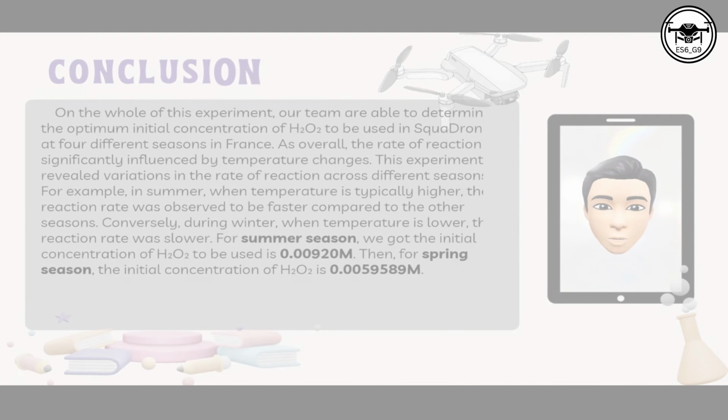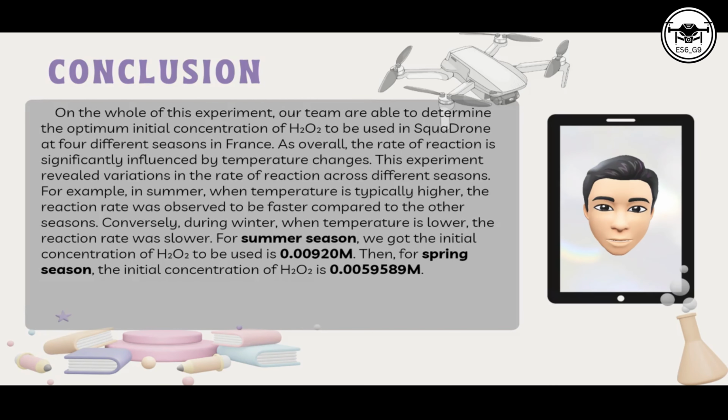Last part, conclusion. On the whole of this experiment, our team is able to determine the optimum initial concentration of hydrogen peroxide to be used in SquaDrone at 4 different seasons in France. Overall, the rate of reaction is significantly influenced by temperature change. This experiment revealed variation in the rate of reaction across different seasons. For example, in summer, when temperature is typically higher, the reaction rate was observed to be faster compared to other seasons. Conversely, during winter, when temperature is lower, the reaction rate was lower.